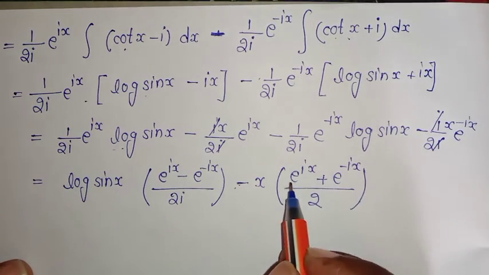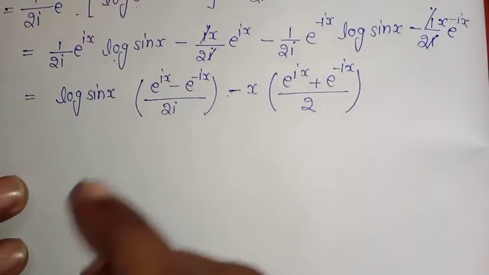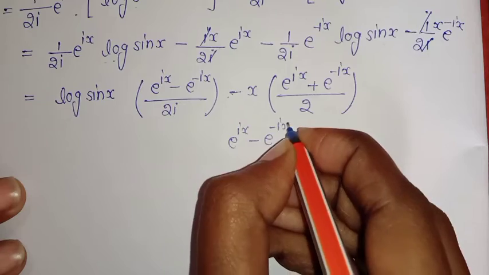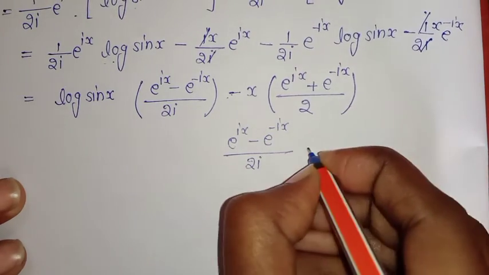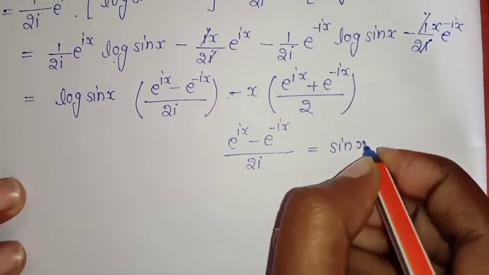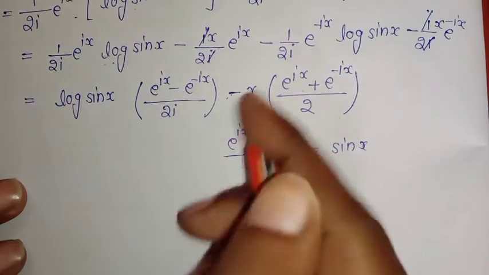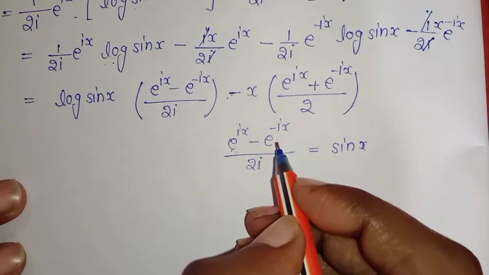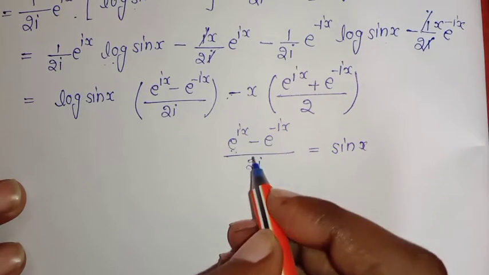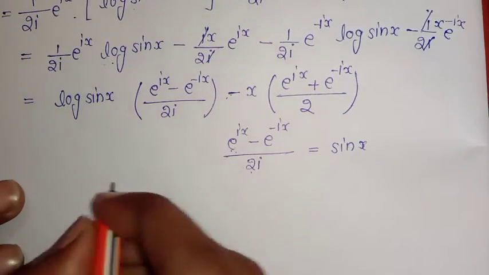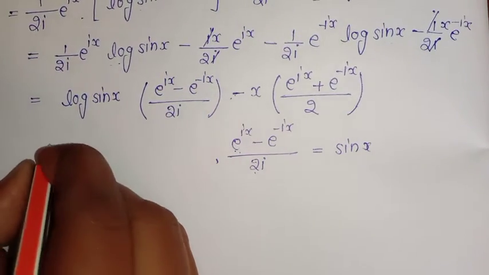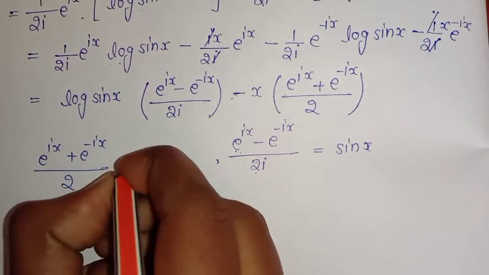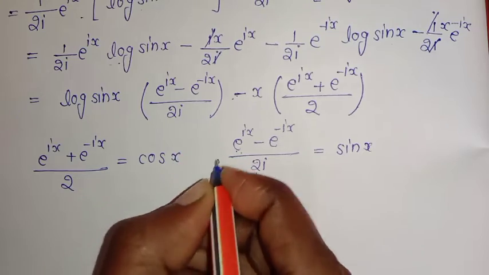Now we know that (e raised to power ix minus e raised to power minus ix) upon 2i is equal to sin x. You can easily prove this using Euler's formula. If you put e raised to power ix as cos x plus i sin x and e raised to power minus ix as cos x minus i sin x and solve it, you will get sin x. And also we know that (e raised to power ix plus e raised to power minus ix) by 2 is equal to cos x. So we will use this here.